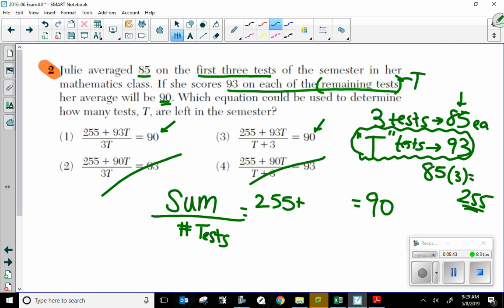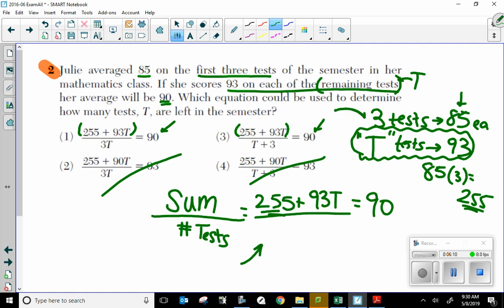So whatever I add to 255, I take 93 and I add that t times, right? So I'm just going to times t. So my top right now should be 255 plus 93t. Okay, that's right here. That's good. That's also right here. So really, the one difference that's going to help me is what my denominator is. I divide by the number of tests.